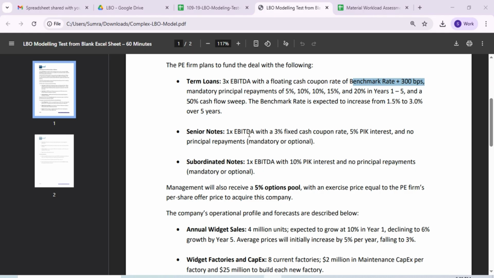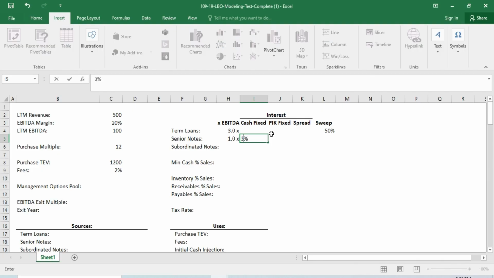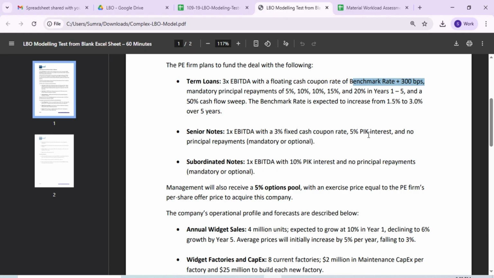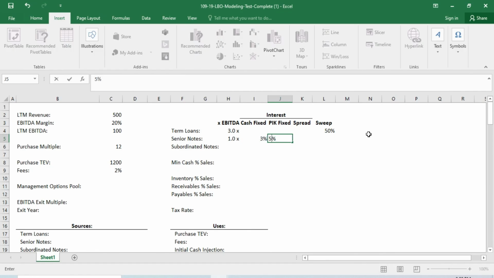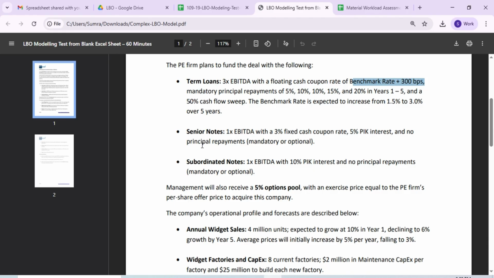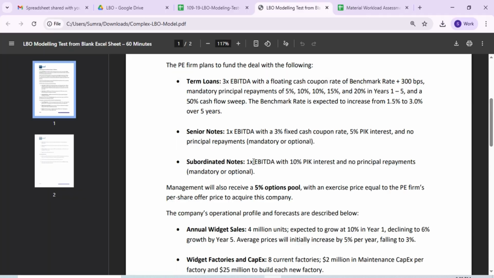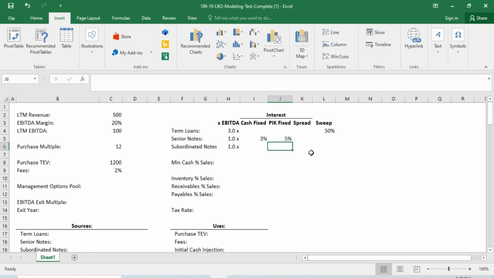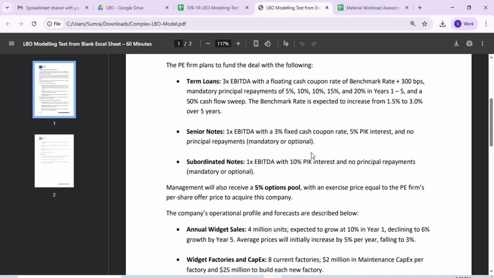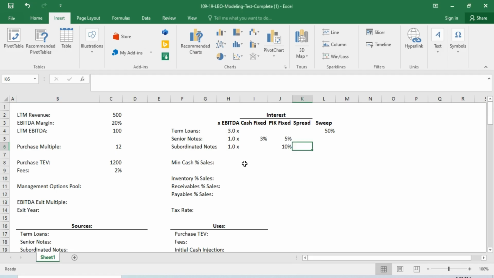Okay, then senior notes, 1x EBITDA, with a 3% fixed cash coupon and 5% payment in kind, and no principal repayments, mandatory or optional. Subordinated debt, 1x EBITDA, 10% payment in kind, and no mandatory principal repayments.